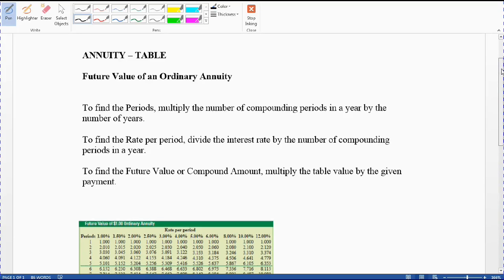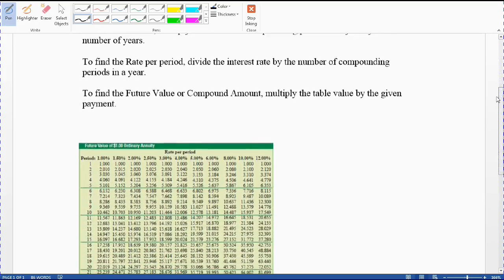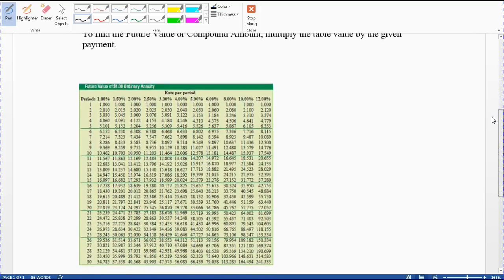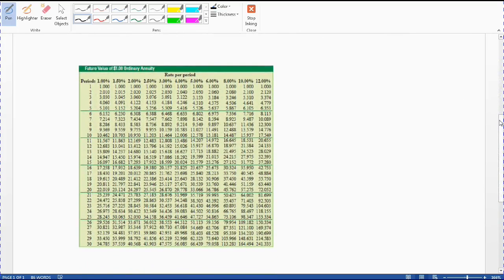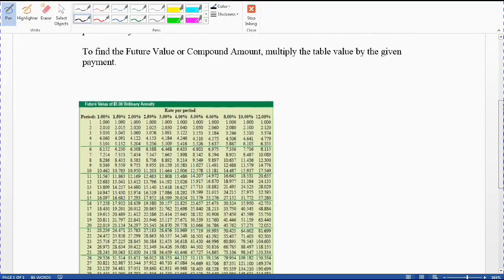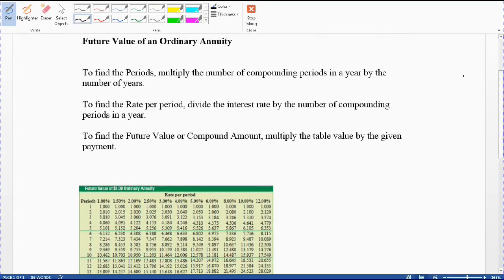With this video, we're going to show how to use a table. And this is the table we're going to use to find an annuity amount, a future value of an ordinary annuity. So to use this table, you want to find the periods, which just means you multiply the number of compounding periods in a year by the number of years. And if you want a little formula, it's going to be n times t.